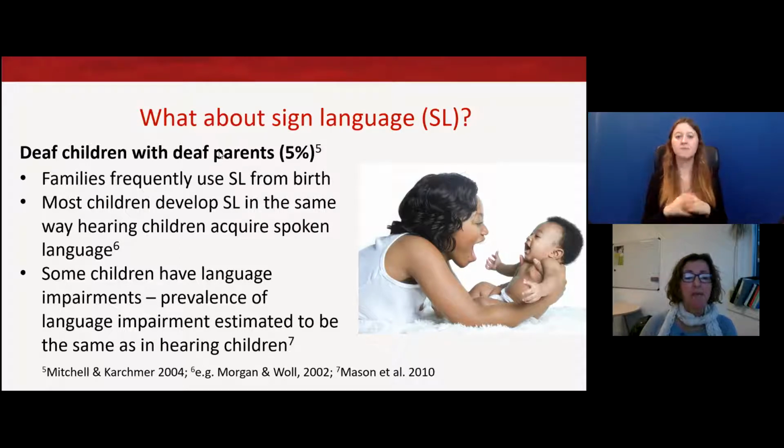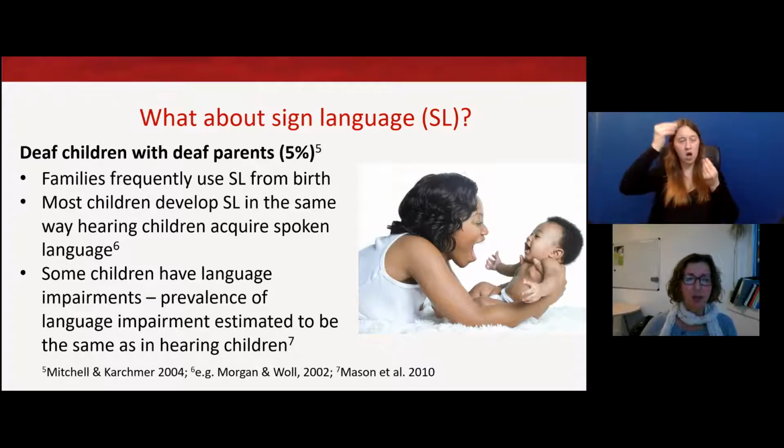Some children, even within deaf families, will have language impairments. Language impairments are something that, as speech and language therapists, we know about in hearing children. About 7% of hearing children will have a language impairment, not because they can't hear a language, and not because they don't get exposed to language, but because they have an inherent difficulty processing and using language.